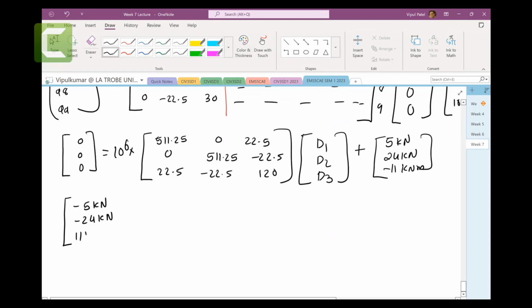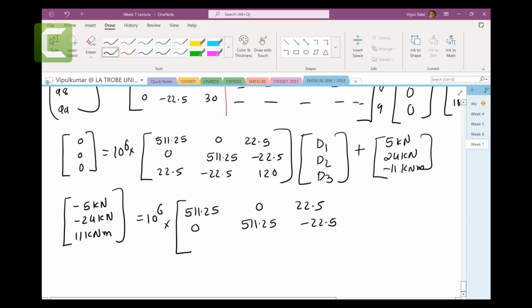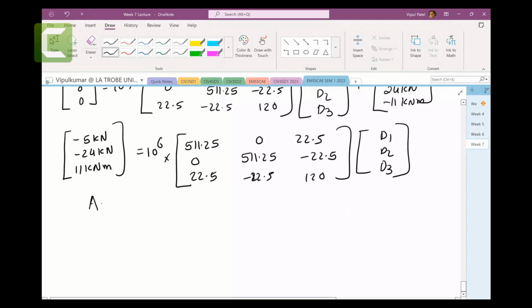Bring this one here: 11 kilonewton meters, equal to 10 to the power 6 times the matrix 511.25, 0, 22.5; 0, 511.25, minus 22.5; minus 22.5, 120, and D1, D2, and D3. Now it is a 3 by 3 matrix, so it is difficult to solve, but we can solve it this way. Let's say this is the A matrix, that is, the whole thing is the B matrix, and this is the X matrix.